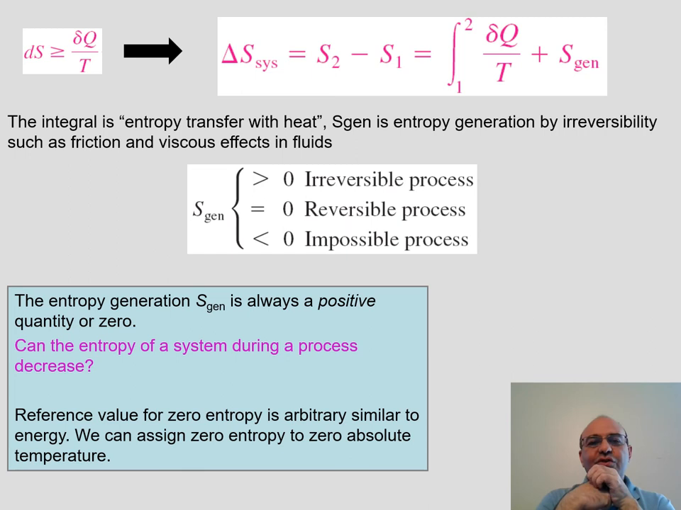Since for a general process dS is equal to or greater than delta Q over T, we can write the change in the entropy of the system, delta S of the system, from 1 to 2 as equal to S2 minus S1. And then, instead of the inequality, convert it to an equality, and write this term here, the integral of delta Q over T. But something is missing, because delta S is larger than delta Q over T, right? So it must be equal to this integral plus another term. That other term we call entropy generation, S generation. So basically, we have converted an inequality to an equality by introducing a new term, S generation. This is called entropy generation.